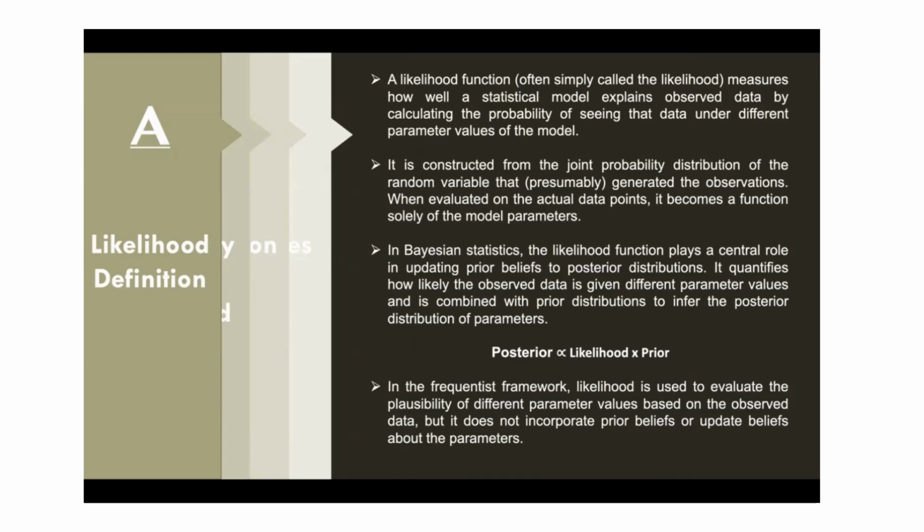While in Bayesian statistics, although Bayesian statistics deal with the probability distribution, while likelihood is more towards the point estimate part, the likelihood function plays a very crucial role in Bayesian statistics by updating prior beliefs to the posterior distribution. Now we have to understand it quantifies how likely the observed data is given different parameter values, and is combined with the prior distribution to infer the posterior distribution of the parameter. The posterior distribution depends upon the prior knowledge and also the current observed values based on different parameter values associated with it. Based on this, the posterior distribution is evaluated.